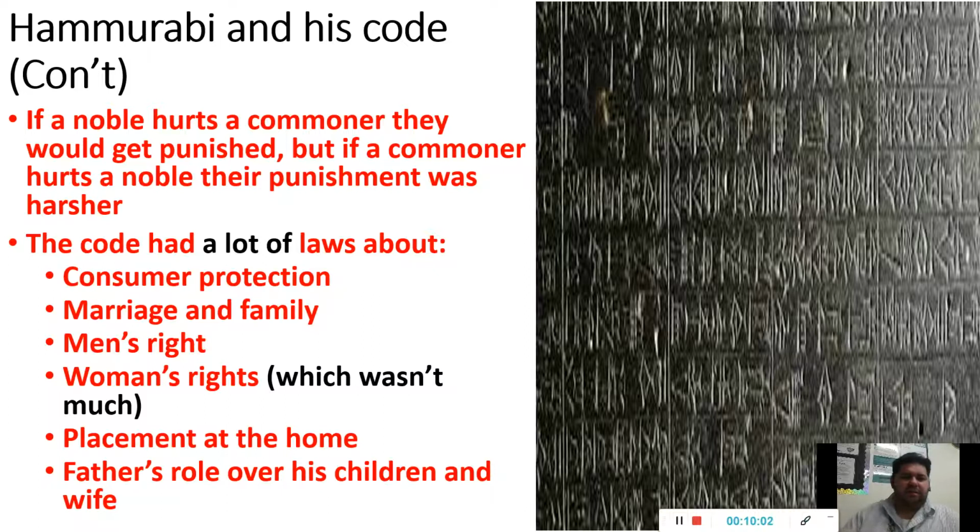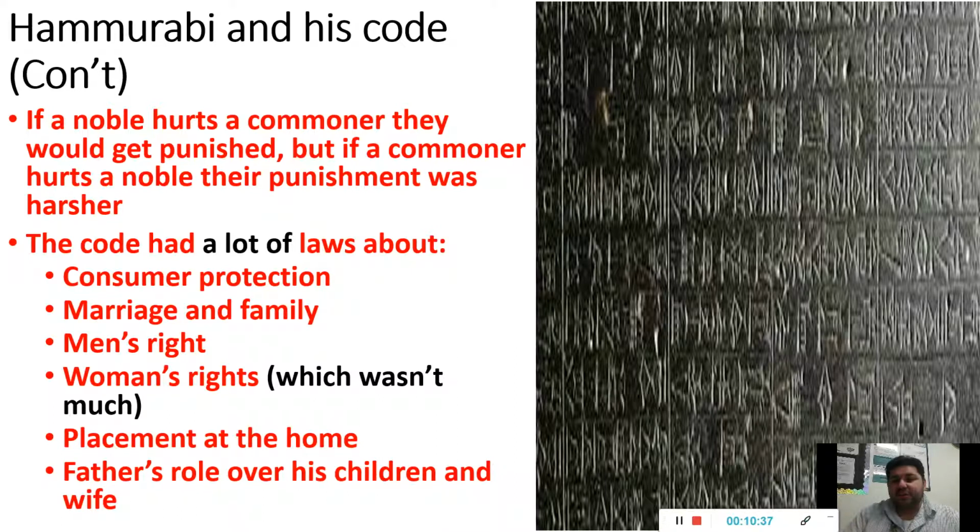Now, the code had different laws about different things. Consumer protection, so making sure that when you buy something you're getting what you're getting, and you're not being cheated. Marriage and family. Rights for men. What are a man's rights? Women's rights. Now, there wasn't much, but still, there was something. And this is like the first time ever women's rights are mentioned at all. And they're not mentioned after that.